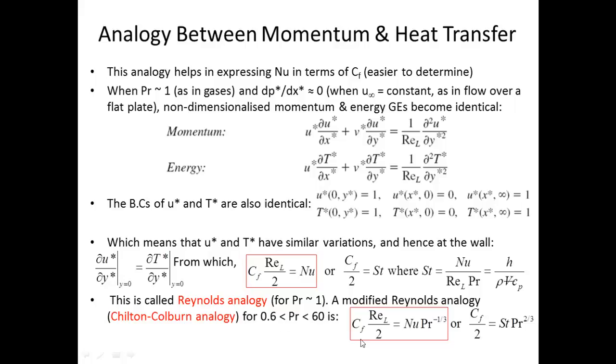So that is stated as Cf into Reynolds by 2 equals Nusselt into Prandtl to the power minus 1/3, or in other words Cf by 2 is Stanton into Prandtl to the power 2/3. So this can be used to determine the Nusselt number for fluids which have a Prandtl number different from 1.